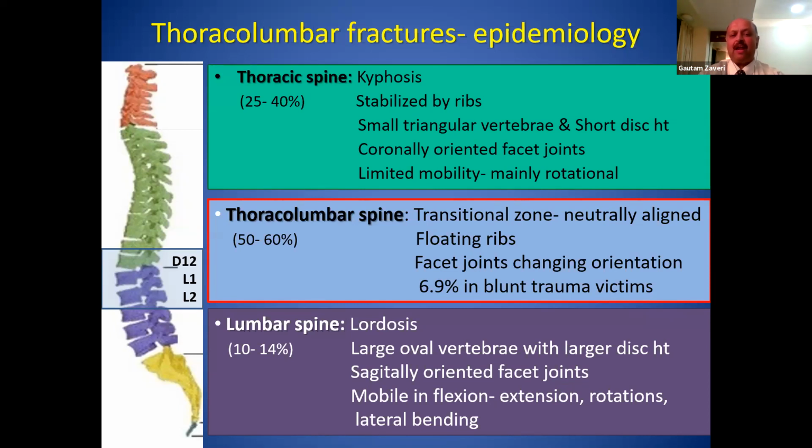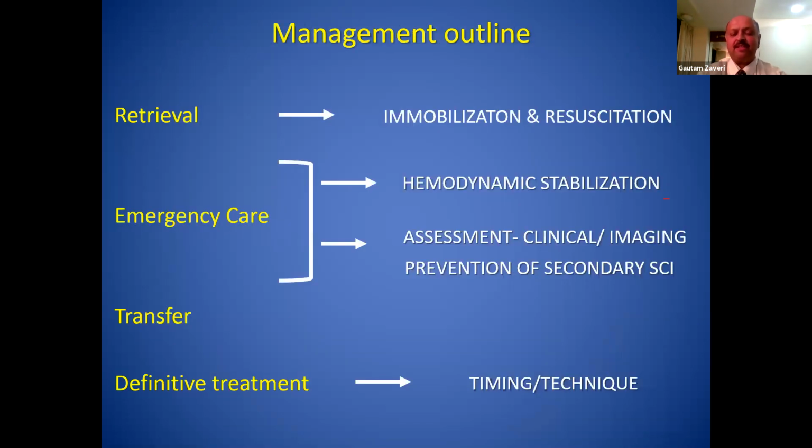It is neutrally aligned. There are floating ribs. There are facet joints which change orientation. And therefore, this area is extremely vulnerable to any injury. And 7% of all blunt trauma victims have a thoracolumbar spinal injury. In fact, if you look at the fracture distribution within the spine, almost 50 to 60% of spinal fractures occur within the thoracolumbar region. Whenever such a patient comes to you, you must be aware of the management outline.